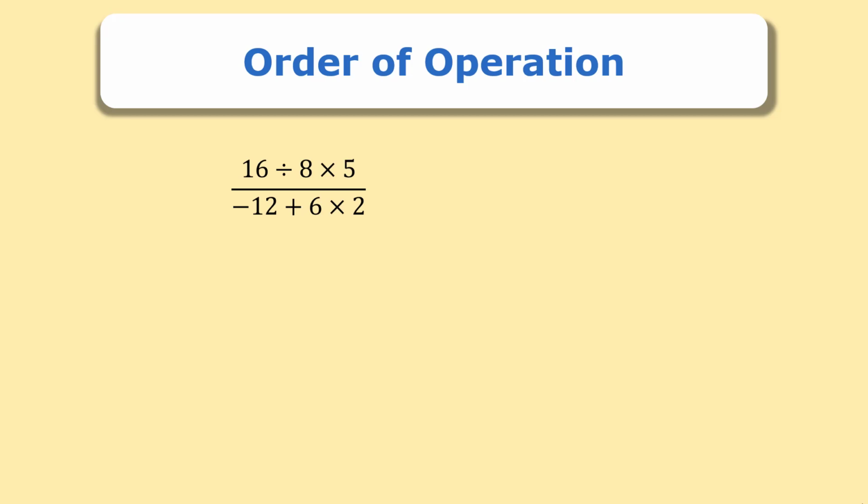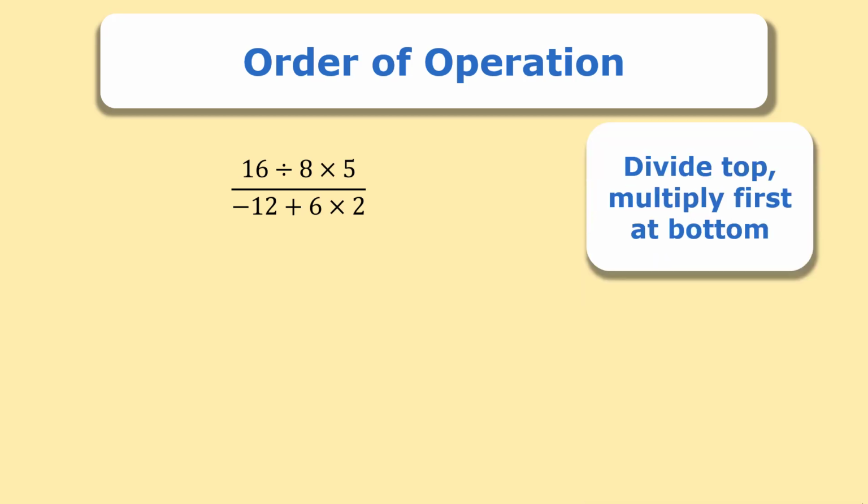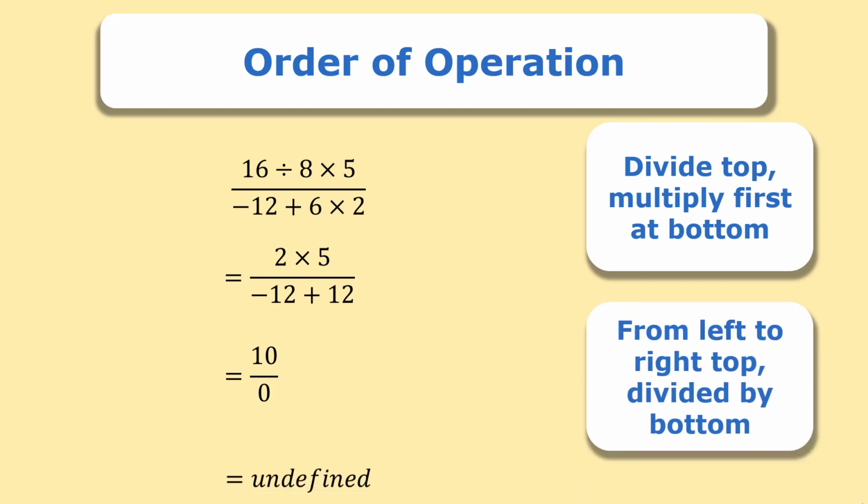We've got another fraction, so the numerator and denominator need to be simplified before we divide. In the numerator, we've got division and multiplication. We work from left to right. 16 divided by 8 is 2, times 5. In the denominator, we've got multiplication and addition and subtraction. We first multiply. So 6 times 2 is 12, so negative 12 plus 12. Now we've got 10 divided by 0. And be careful, if the 0 is in the denominator, the answer is undefined because we cannot divide by 0.